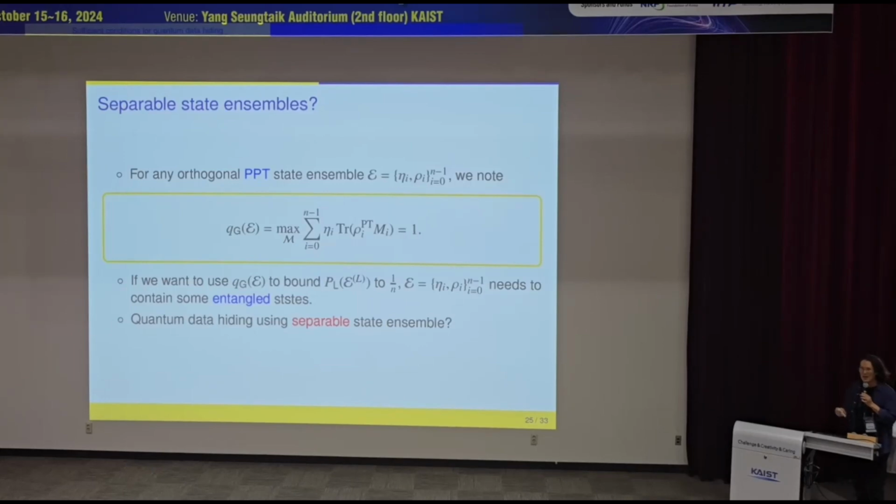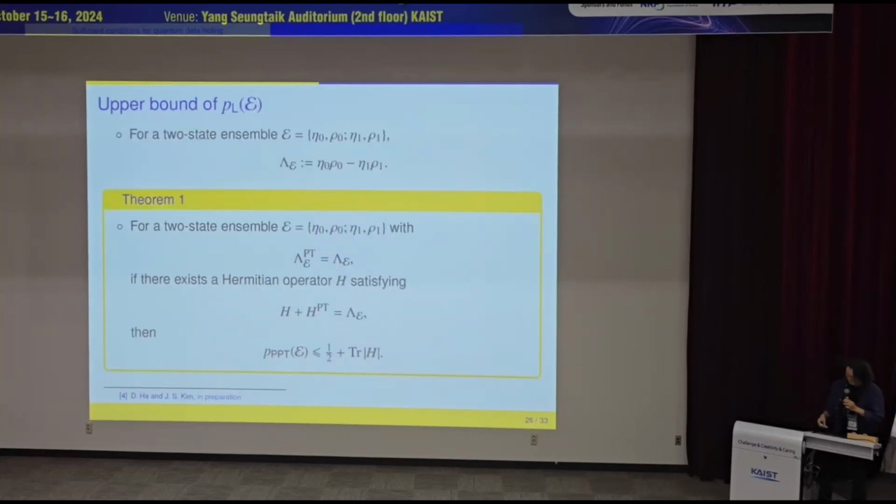So a natural question we can ask here is whether we can construct any quantum data hiding using only separable states, or equivalently, whether entanglement is necessary for quantum data hiding. And the answer is no. Quite recently, we found some separable state ensemble which can be used for this quantum data hiding. So entanglement is not necessary for quantum data hiding, from our result.